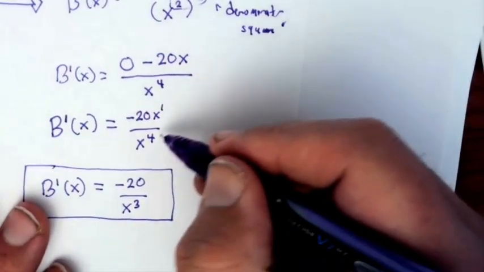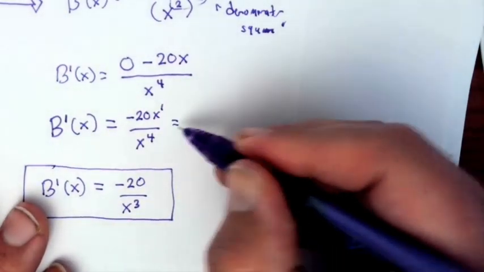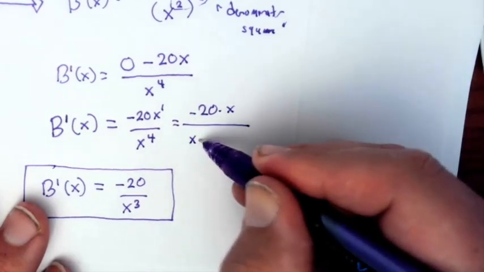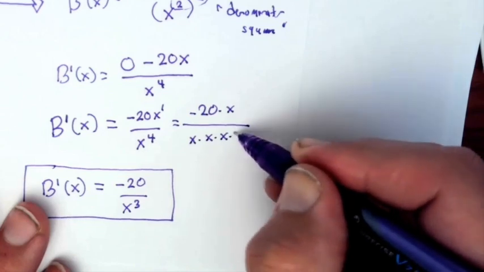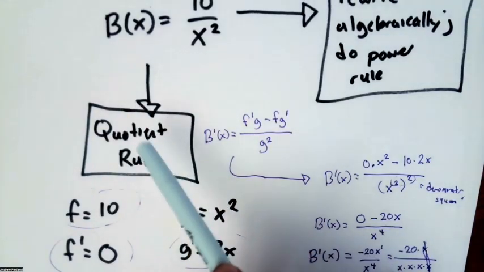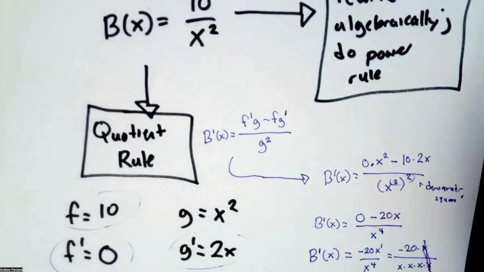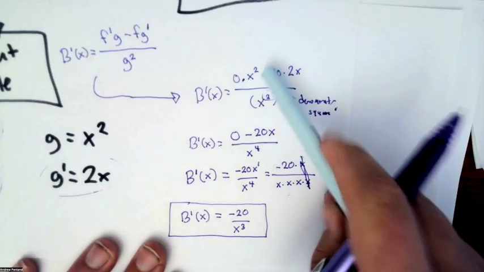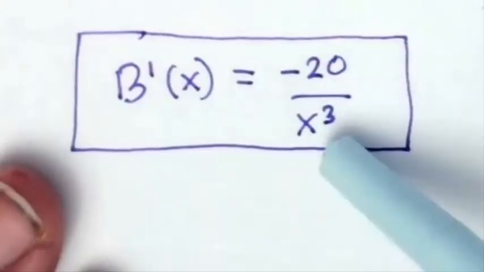So I have an x to the 1 on top and I have an x to the 4th on bottom. The way that I think about this is negative 20 times x over x times x times x times x. I'm canceling and I'm just left with 3 x's on the bottom and no x. Now you notice we did quotient rule here, which meant we could just jump right into it. But we still had to do algebra because we didn't want to leave it like this. So the algebra came from simplifying after we applied the rule.